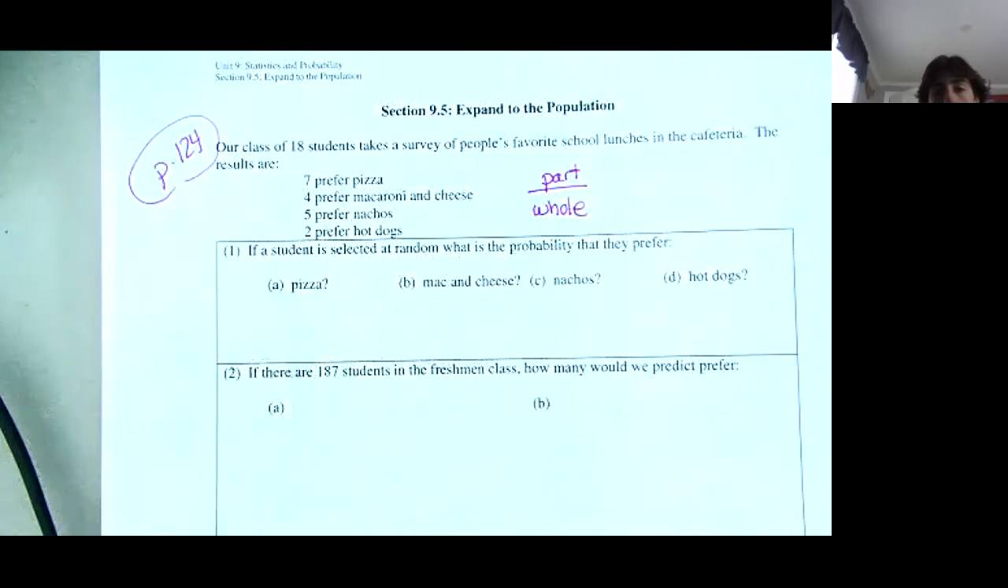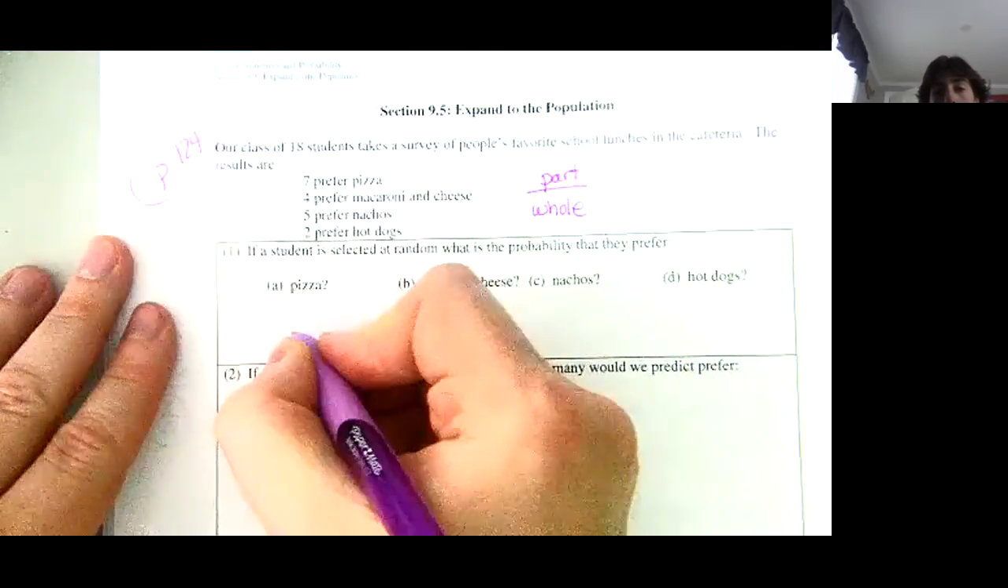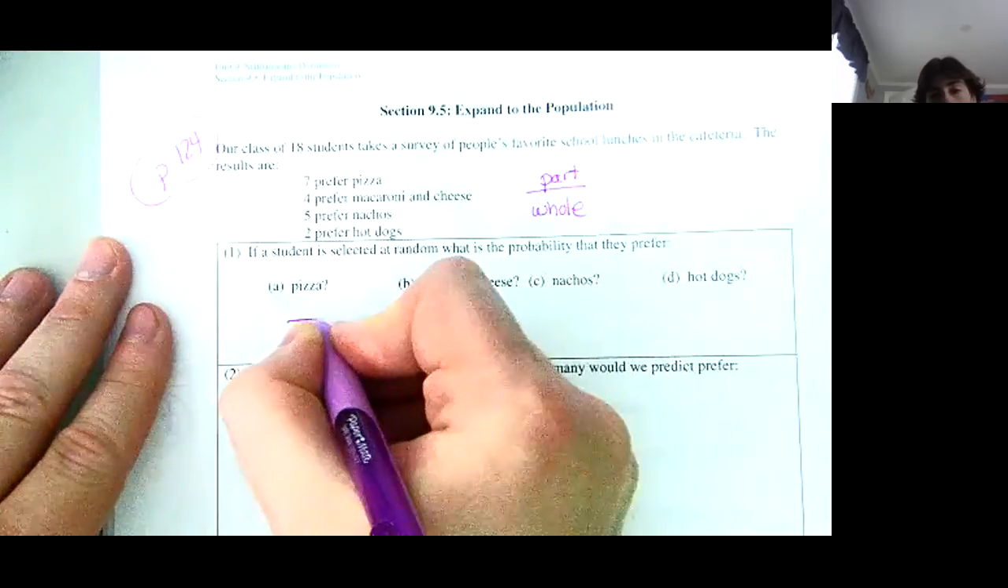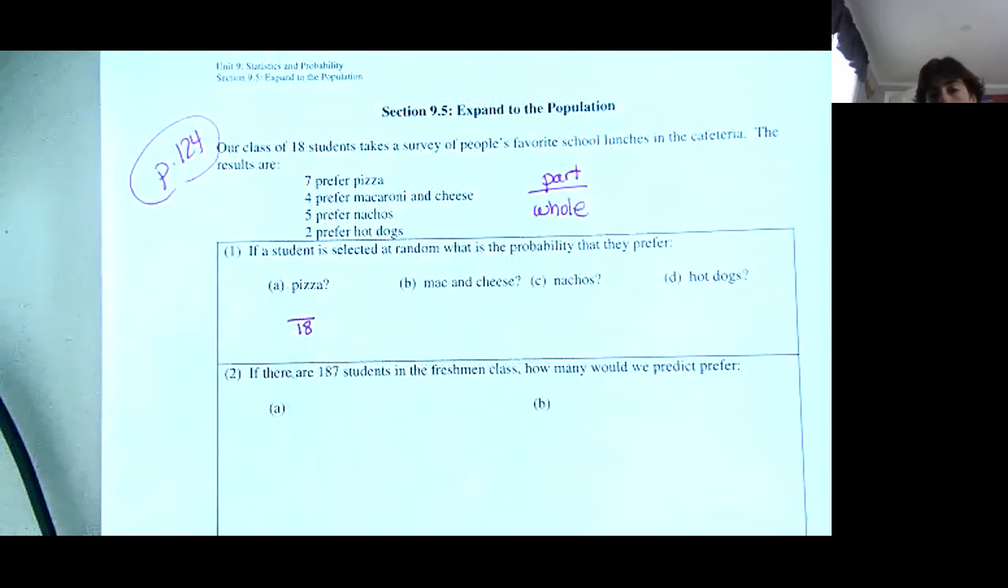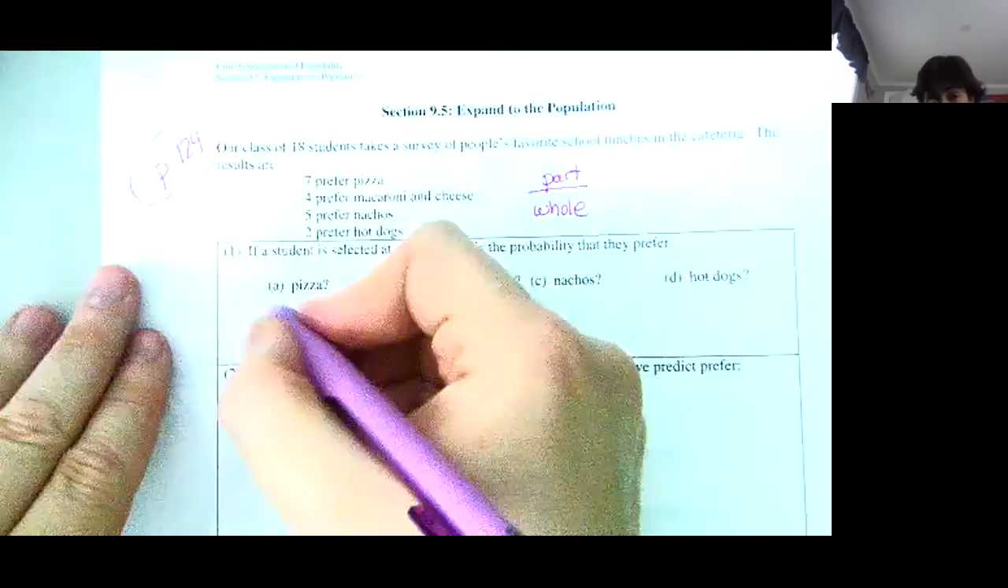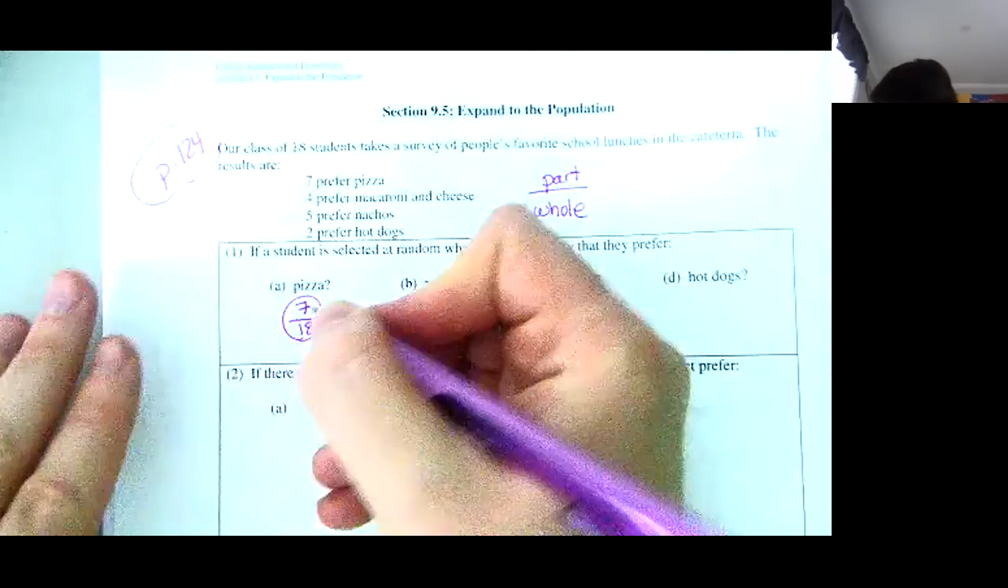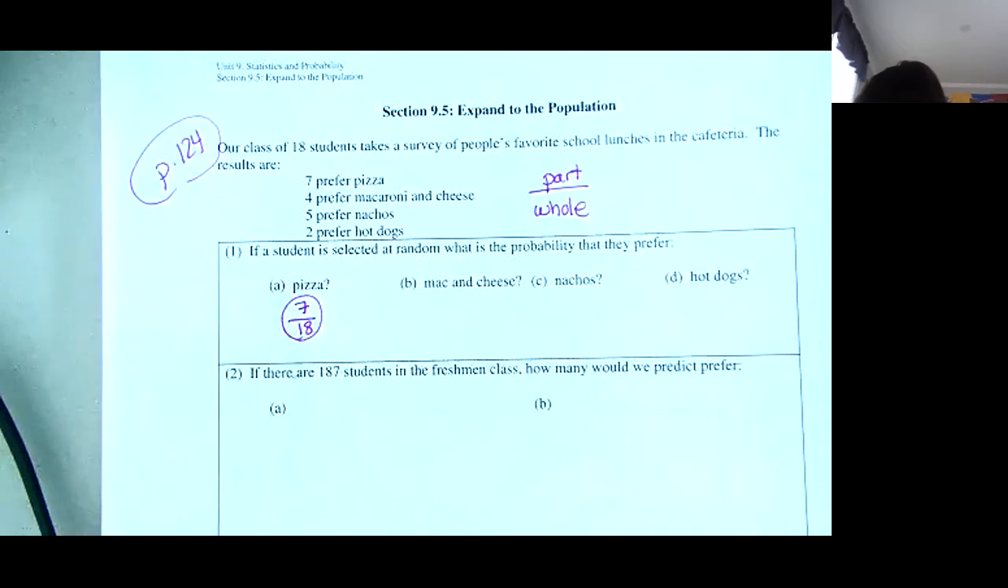How many total people have we asked? 18. 18 will be my denominator. How many of the 18 like pizza? 7. No, this is not the hard part. That's the probability that if you pick someone, they'll prefer pizza. 7 out of 18.